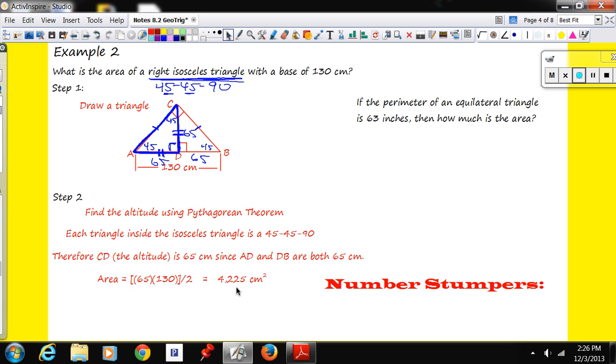65 for the middle, because this is a 45, 45. That means these two legs are the same. And then they're both 65.